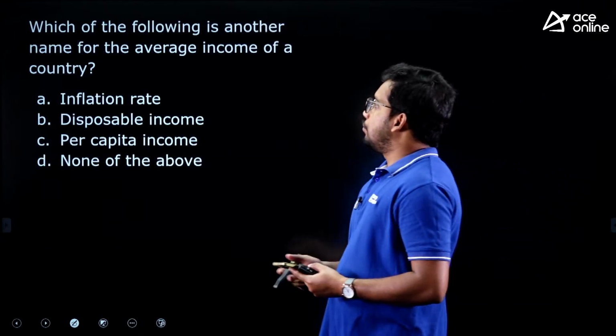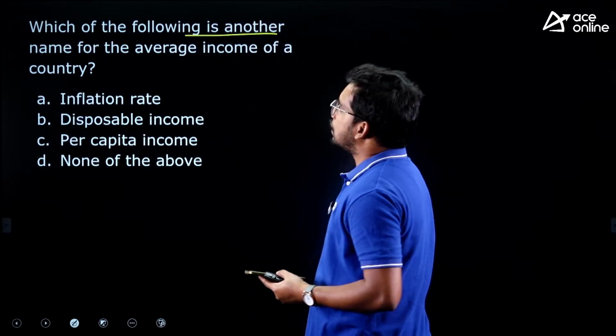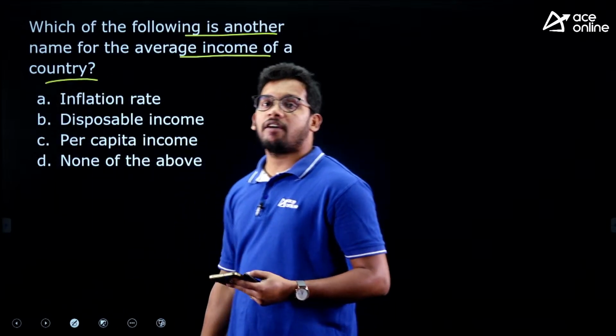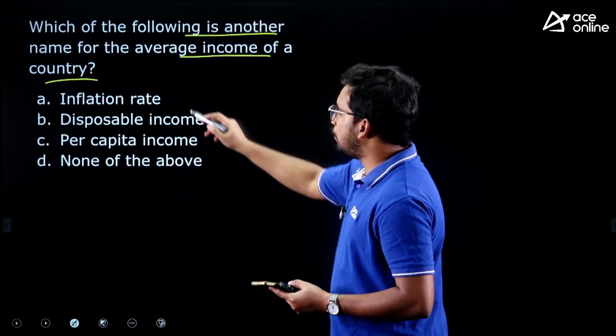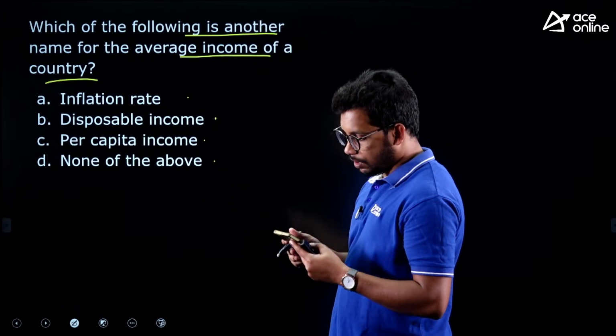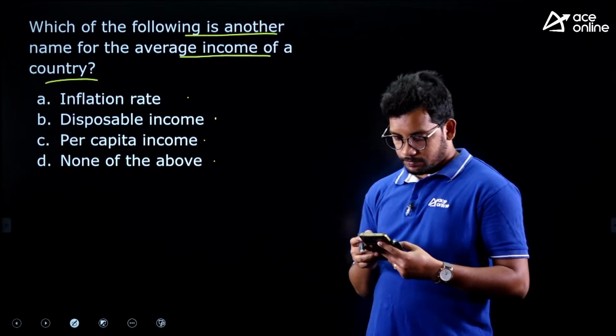Next question. Which of the following is another name for the average income of a country? Average income of a country. Inflation rate, disposable income, per capita income, none of the above. Now tell me the answer.